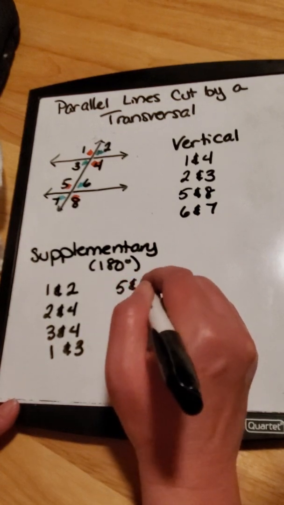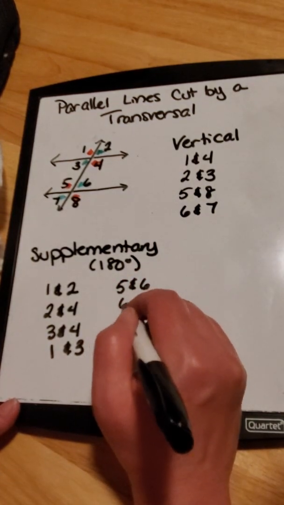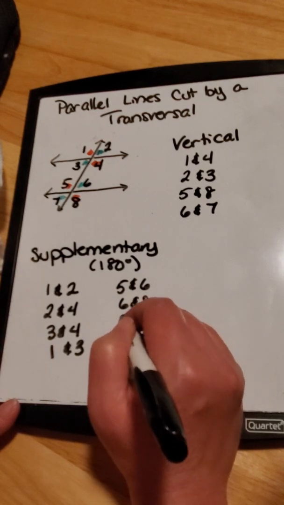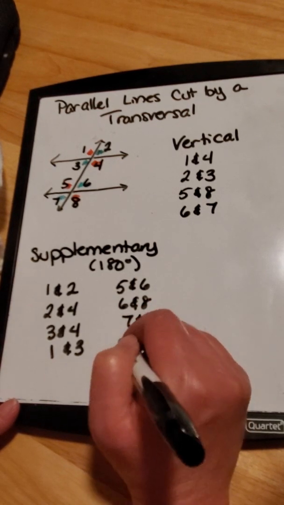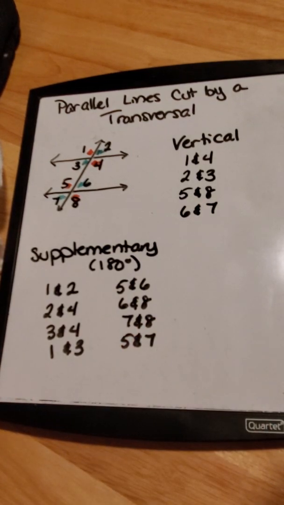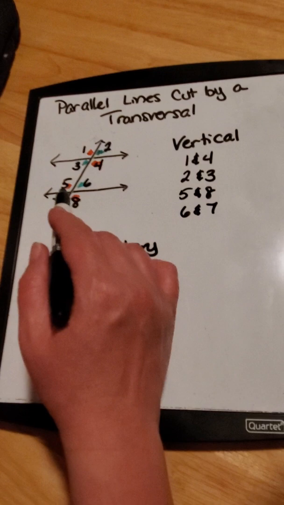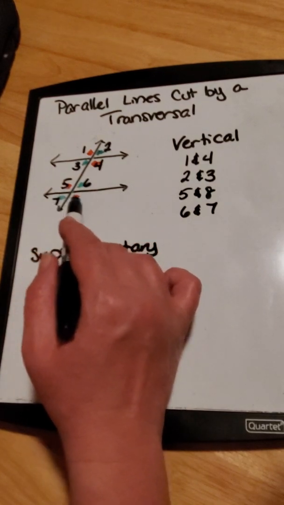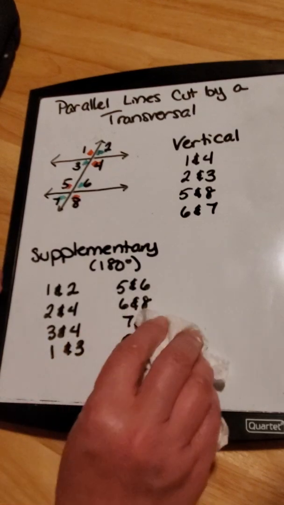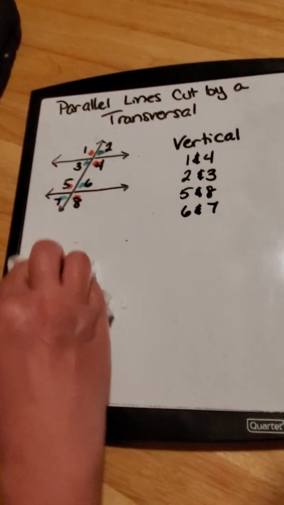5 and 6 would add up to be 180 degrees. 6 and 8 are supplementary. 7 and 8 are supplementary. And 5 and 7 are supplementary. Supplementary angles add up to be 180 degrees, and anytime they are next to each other on the straight line, they'll be supplementary.